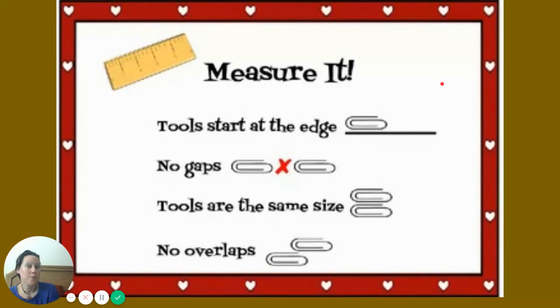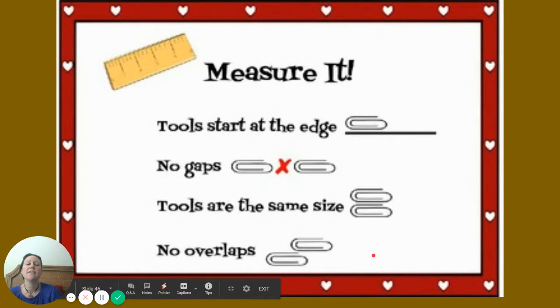Did you also notice when he was measuring that he didn't leave any gaps? See this big gap in between the tools? You're not going to get an accurate measurement like that. He also made sure that when he used a tool, they were the same size. So when he measured something, did he use a hand, and then a paperclip, hand, then a paperclip? No, he used the same thing when he measured, and he made sure that they were the same size.